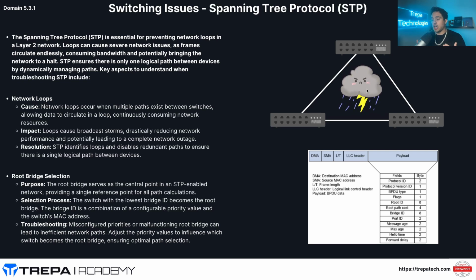So whatever has the lowest cost, our non-root bridge switches are going to say, that's my root port, the lowest cost to the root bridge. And then we elect the blocking port to kill that redundancy.